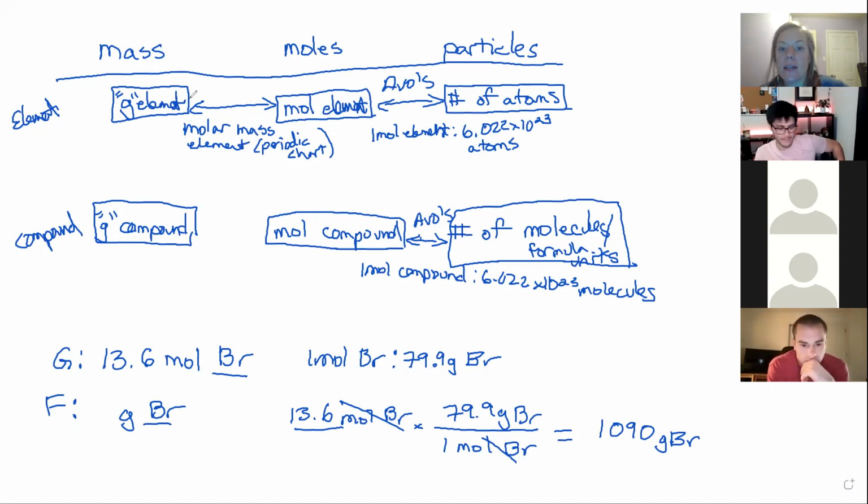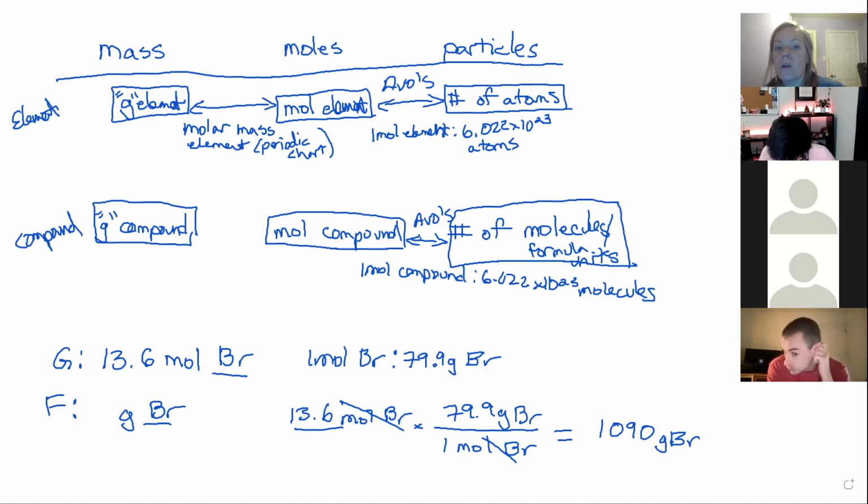Cool. So we've got this here. You may be even going a step further and thinking, well, if this ties into this and this ties into this, then can I go from this to this? You can, but it's always going to be a 2-step problem. You can't go directly from grams to atoms or atoms to grams. You've got to go through moles.